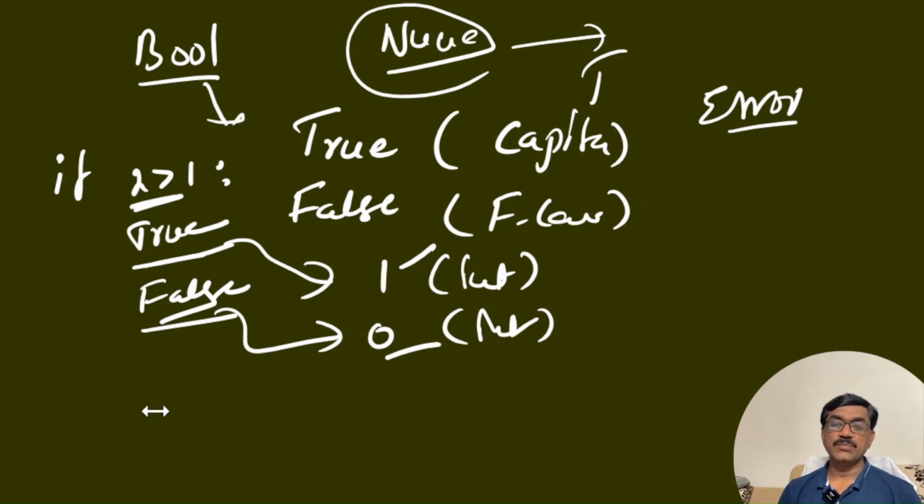So with this, we have completed integer data type, float data type, complex data type, and after that, bool data type. Next, we will see the string data type.